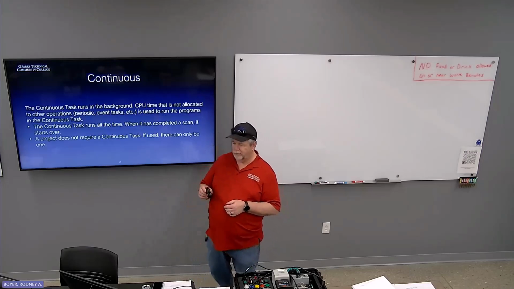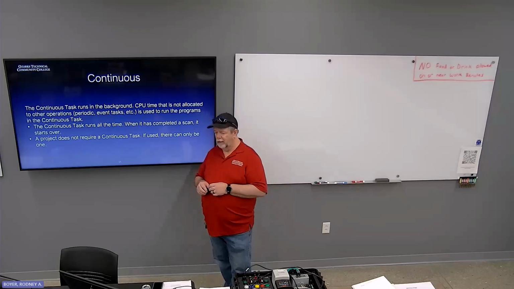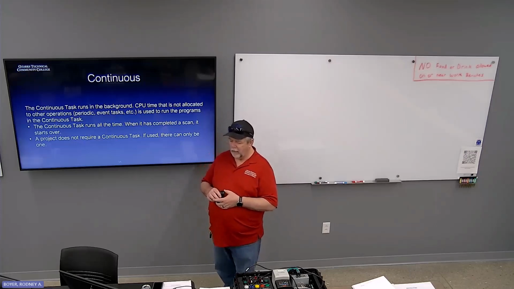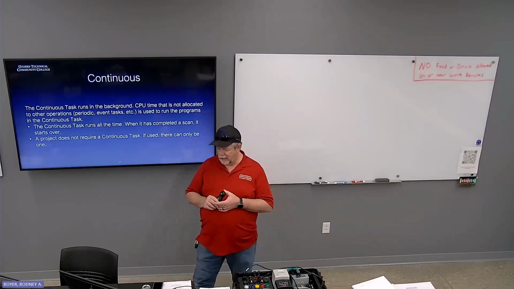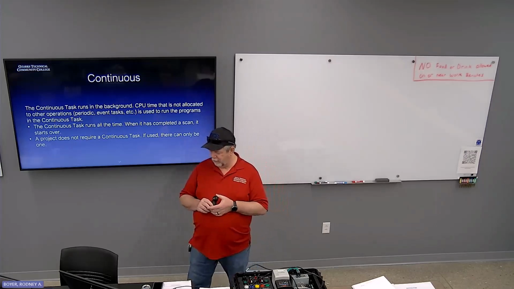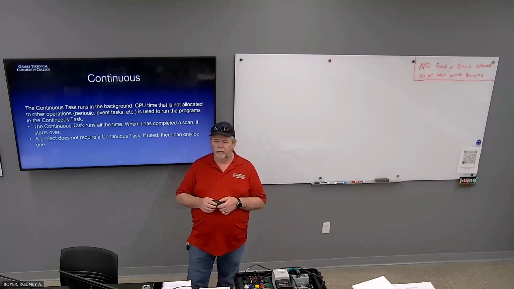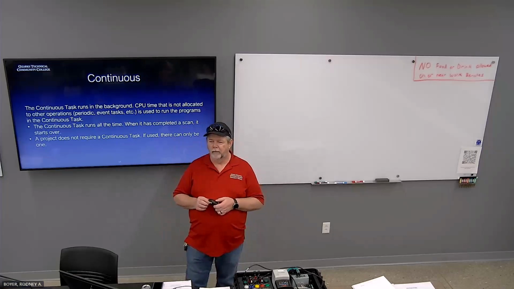The way that it works, continuous task runs in the background. CPU time that is not allocated to other operations, periodic, event, etc., is used to run programs in the continuous task. Continuous task runs all the time. When it has completed the scan, it starts over. Okay. Project does not require a continuous task, but if it is used, there can be only one. Okay. Know it, live it, love it, all that. Only one continuous task.